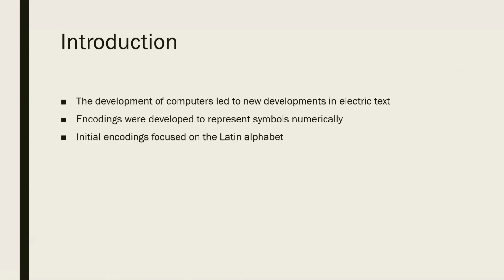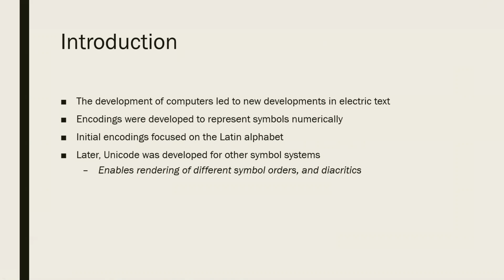Initially, these symbol systems focused exclusively on Latin, but later the Unicode system was developed to represent other symbol systems, including those which aren't just written from left to right and which don't have any diacritics like English does. So the Unicode system is useful because it enables this rendering of different symbol systems and orders, as well as diacritics.